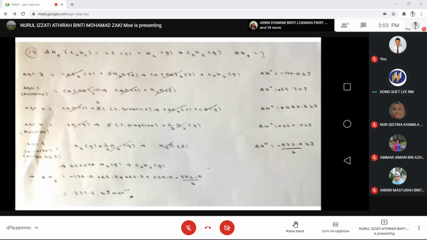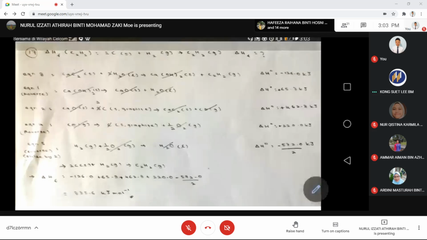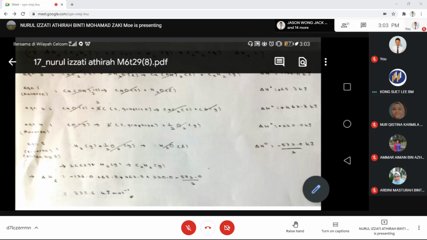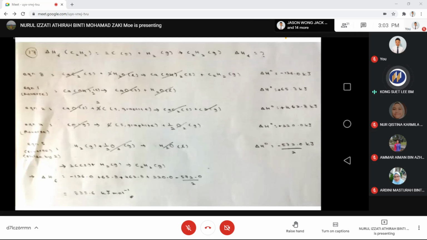And then we can cancel CaC2 in equation 2 and equation 3. And then we compare it with equation 4. We must reverse equation 4, and we can cancel carbon. So what are you going to do for equation 4? Yeah, reverse equation 4. And then the last one.